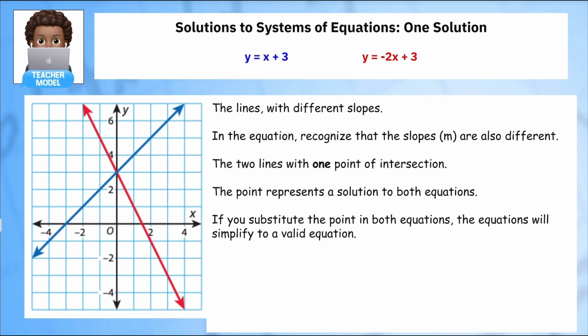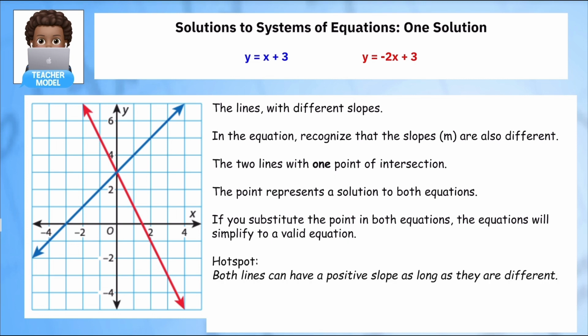So let's get into some hotspots. The first thing I want to address, yes, the slopes can be different. It does not mean that one has to be positive and one has to be negative. I can have two lines with a positive slope and they will intersect. As long as the slopes are different, somewhere eventually they will intersect.